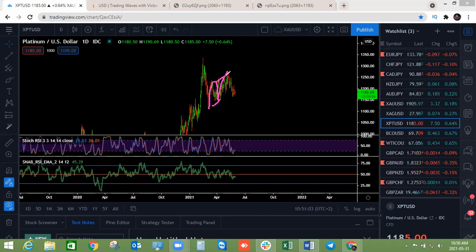Those are 3 waves, and then we get another 1, 2, 3. So basically sideways here with this 3, 3, 5 like that. But for now, that is just forecasting, which is not necessarily accurate. So we're just going to expect a bit of a pullback here on platinum and take this low here. Okay, so that is platinum, Brent crude.